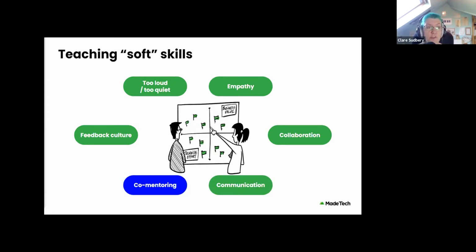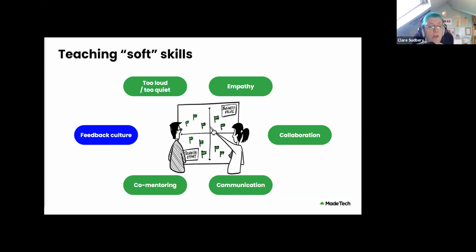And we also encourage them to mentor one another. As they will be when they move on to our client projects, they will be mentoring and being mentored by their colleagues and also our clients. So that's a very important skill that we want to help them build.